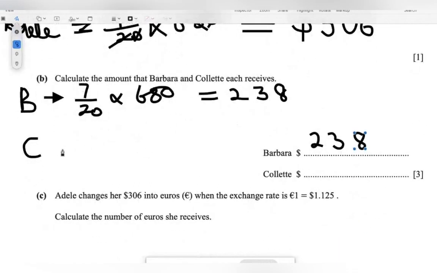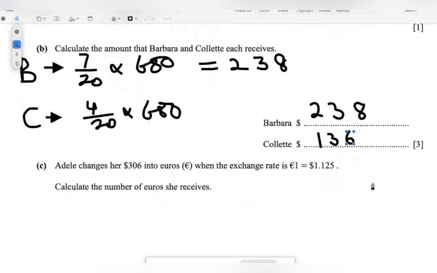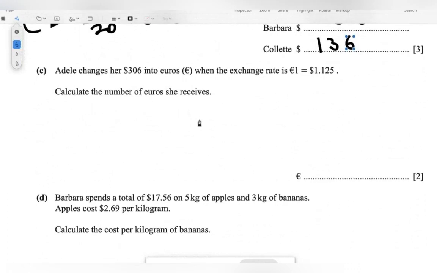And then for Colette, the ratio is 4. So we say 4 over 20 times the total money they asked them to share, 680. So this gives us what? Pause the video and press your calculator and you get 136. So for Colette we get 136. So for this alone you get 3 marks.